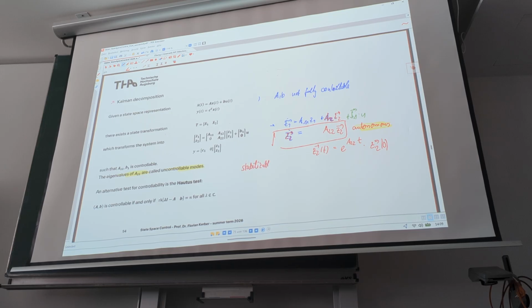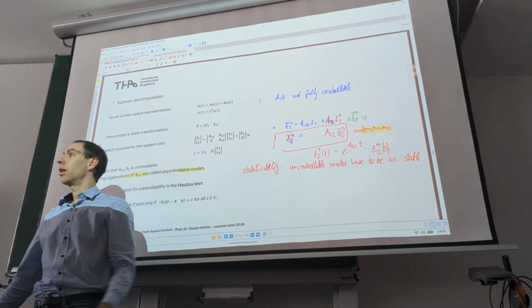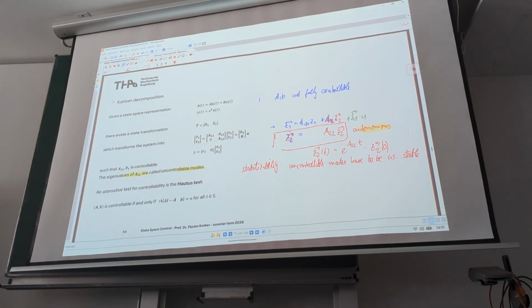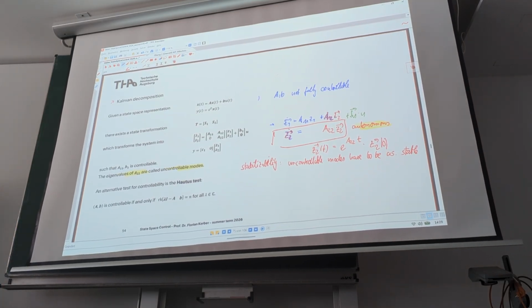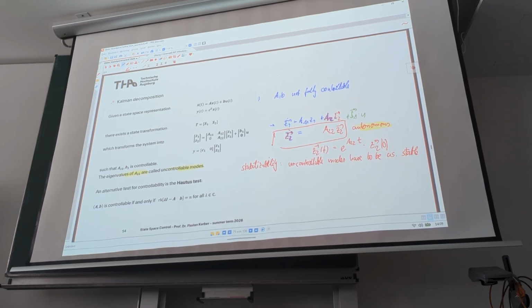Stabilizability. That would be: uncontrollable modes have to be asymptotically stable. If that's the case, then I can still stabilize the overall system, even if modes of Z1 are unstable. Then I can stabilize them using a partial state feedback if you want. But if Z2 contains unstable modes, then we have no chance of stabilizing the system.